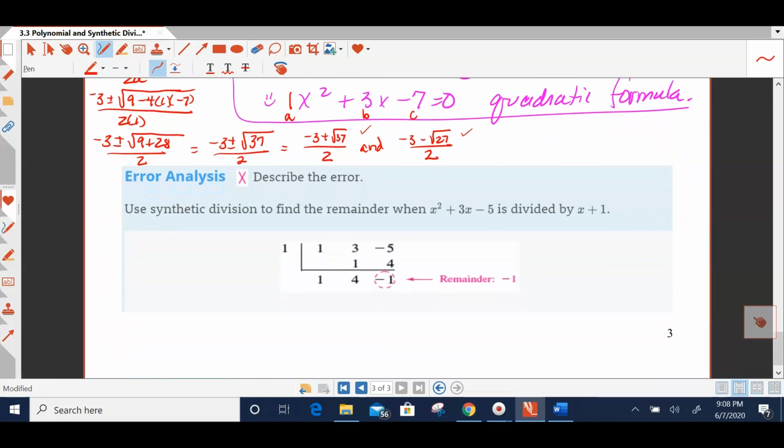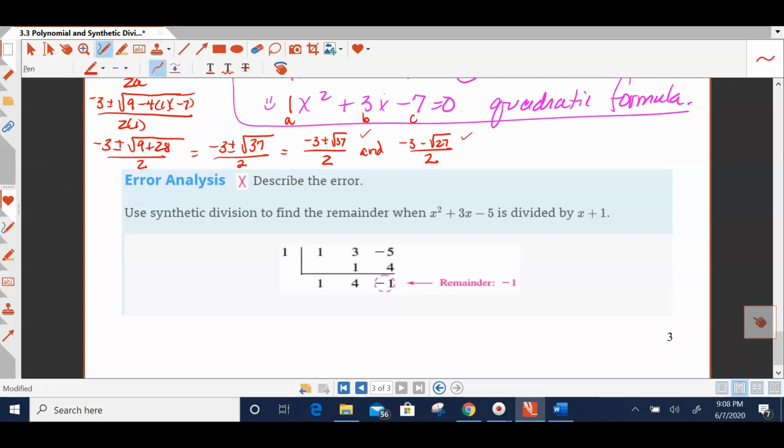So let's look at the last thing. Let's describe the error in this synthetic division problem if I were to divide x squared plus 3x minus 5 by x plus 1. Is it in descending powers? It is. 2, 1, constant. So then I would have a 1, a 3, and a negative 5.